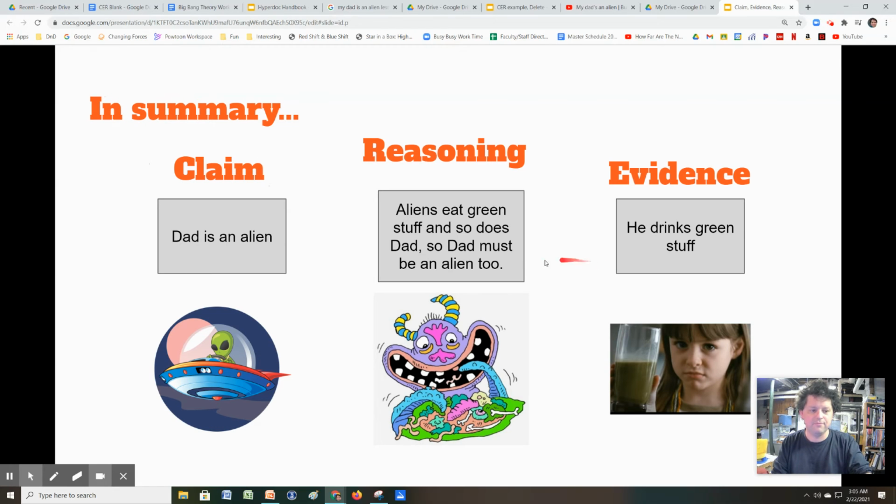So in summary, you make a claim. Her dad is an alien, right? Reasoning is the thing that connects this evidence. He drinks green stuff, so he must be an alien because aliens eat green stuff, and so does dad. So dad must be an alien too, okay? My claim, my evidence, and my reasoning connects the two.